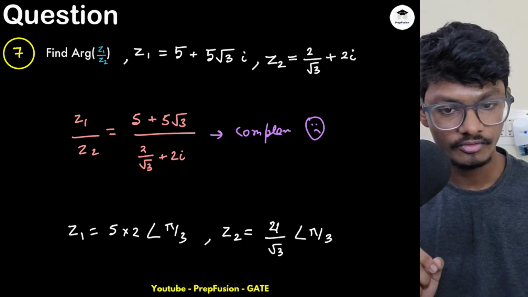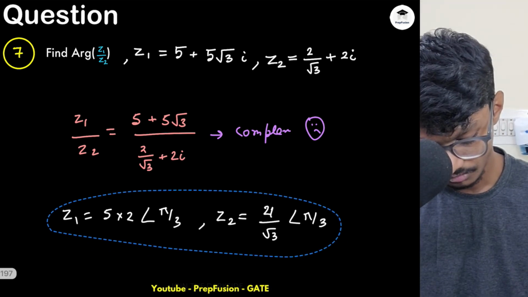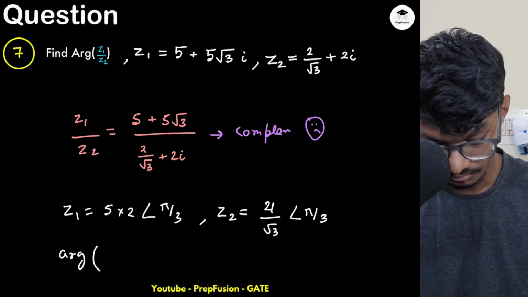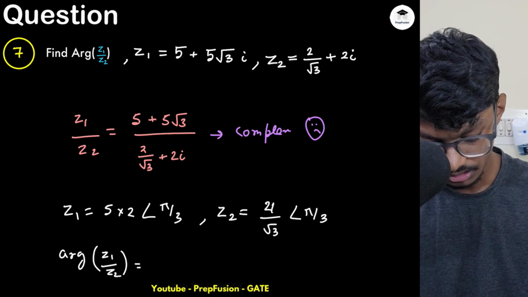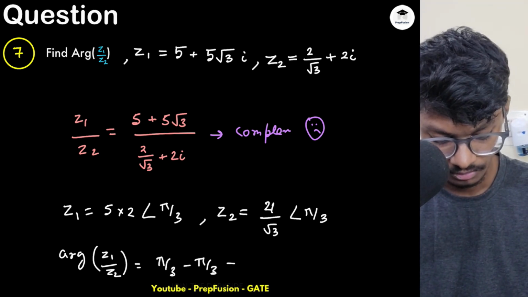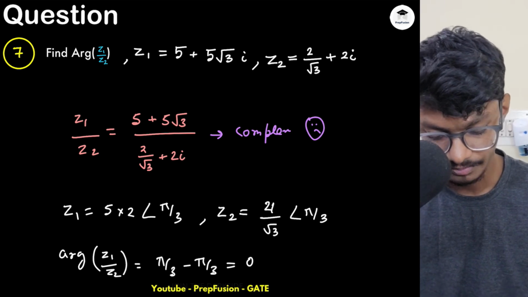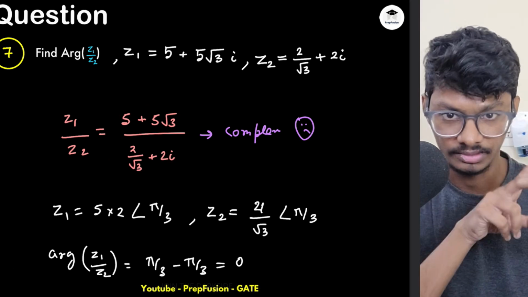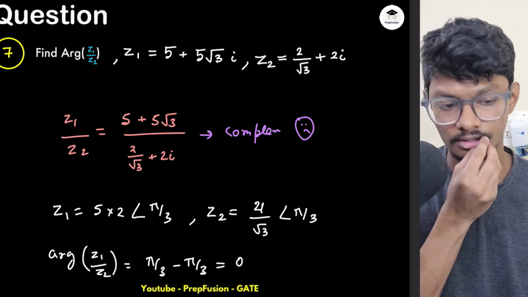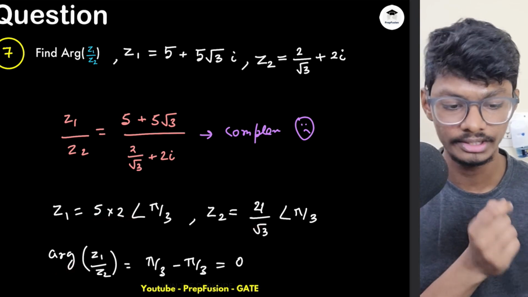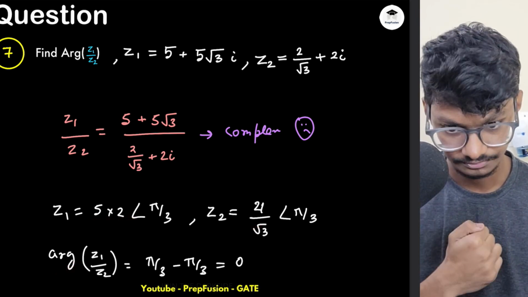So again the angle is pi by 3. Now if I want to compute the argument of z1 by z2, it is simple: the subtraction of these two, pi by 3 minus pi by 3, which is 0. Look how simple it is. If I had to compute the argument by cross multiplication, it would be very calculative and time consuming. But if I convert it into Euler's format, I can solve everything in seconds.